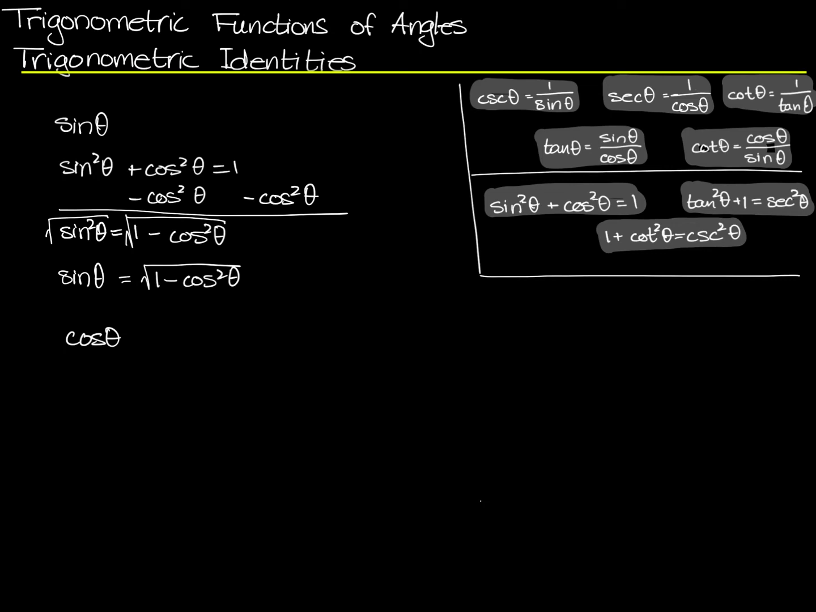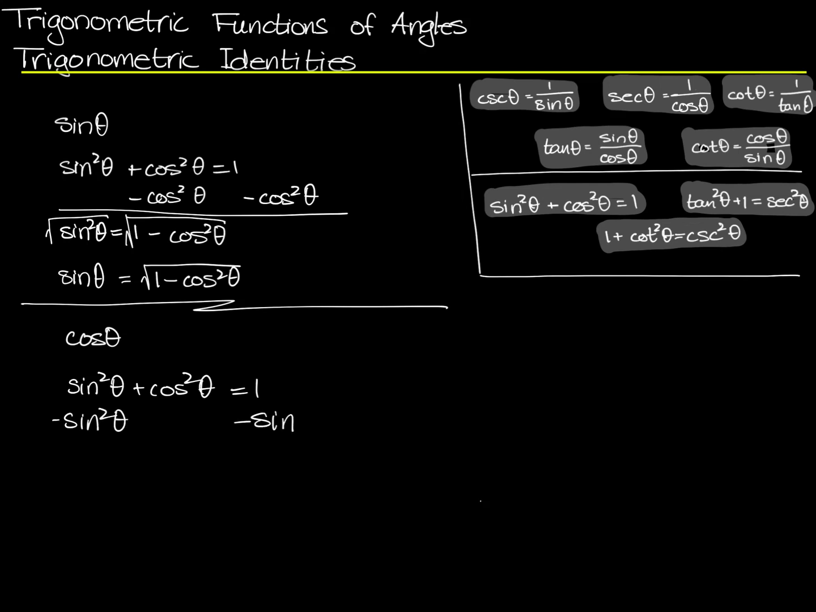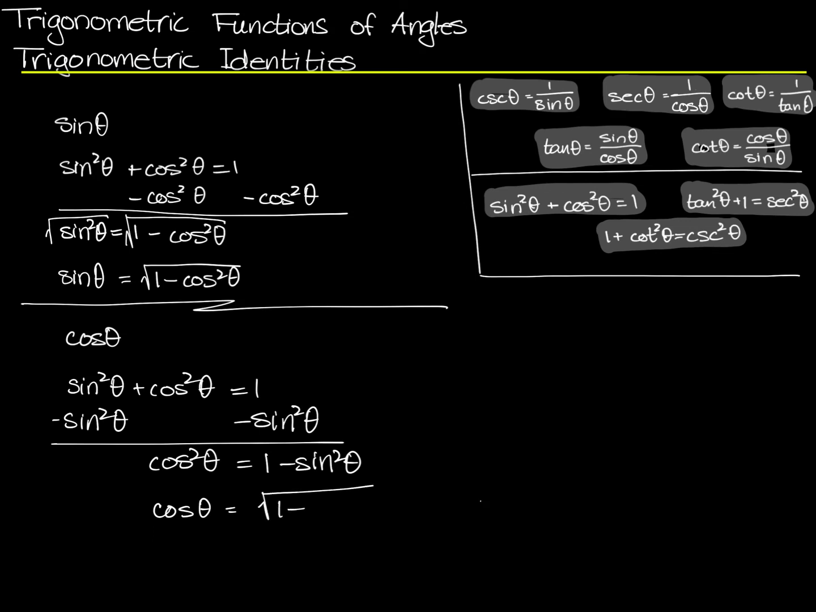I can do the same thing with cosine. I can say sine squared of theta plus cosine squared of theta equals 1. Subtract sine squared from both sides. That gives me cosine squared of theta equals 1 minus sine squared of theta. If I take the square root of both sides, I get cosine of theta equals the square root of 1 minus sine squared. Again, that's not equal to 1 minus sine, so don't go there.